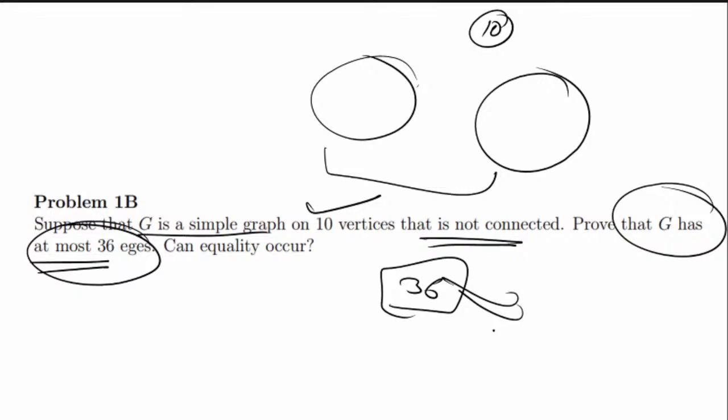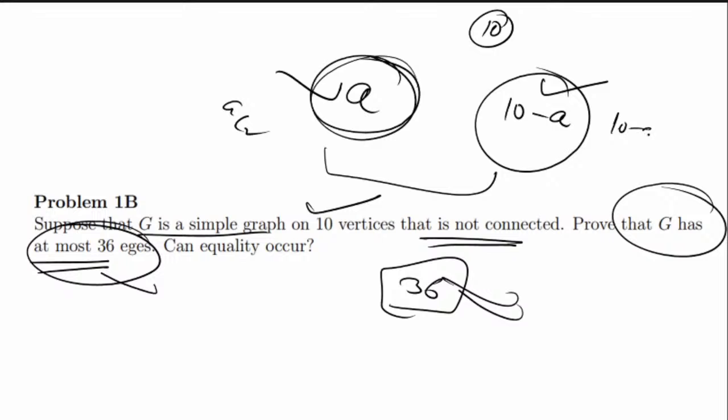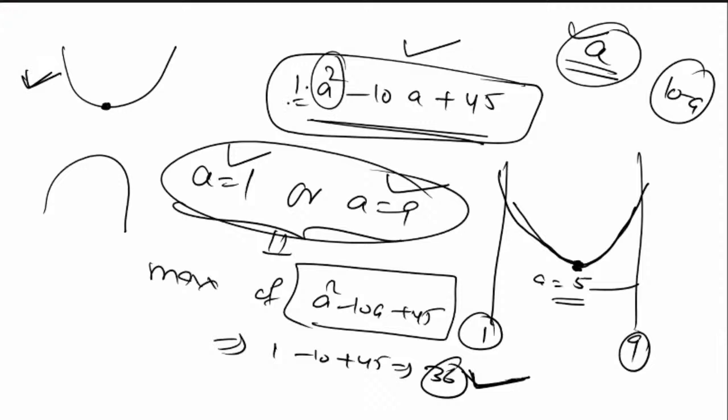Some students might have found it hard. This is not hard, we have just used the concept of maxima and minima. We assumed that this partition has a vertices, then automatically this partition will have 10 minus a vertices. Then we make each a complete graph so that we can have the maximum edges. So the number of edges here will be aC2, and the number of edges here will be (10 minus a)C2. Now we add them, and we get this equation.